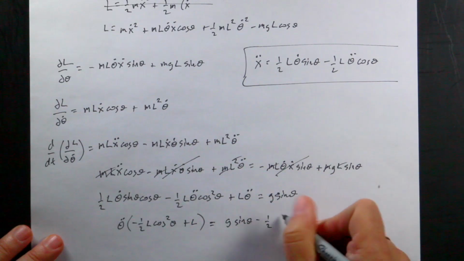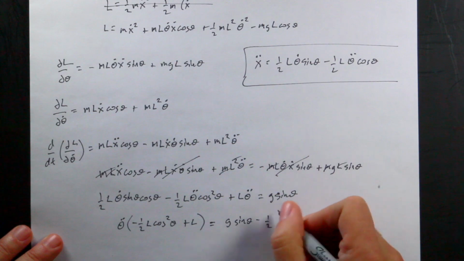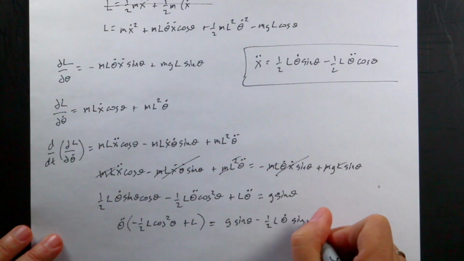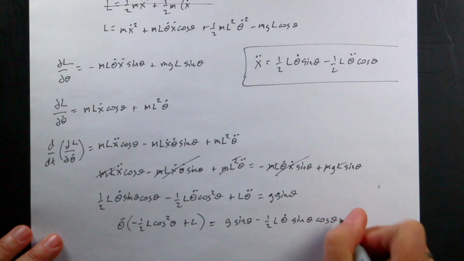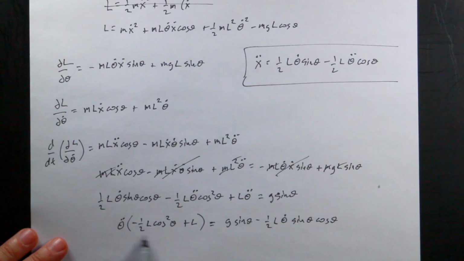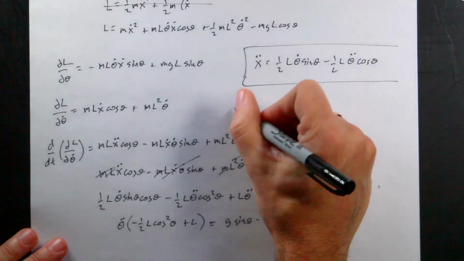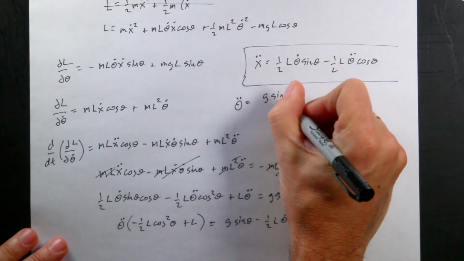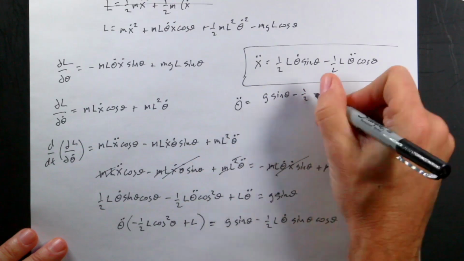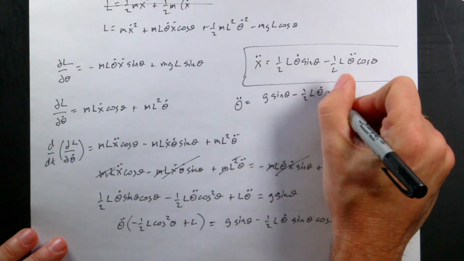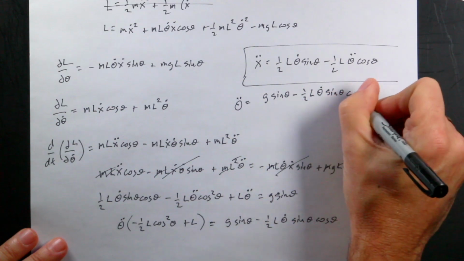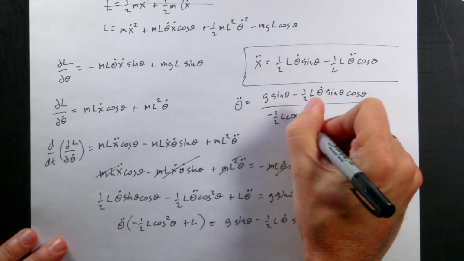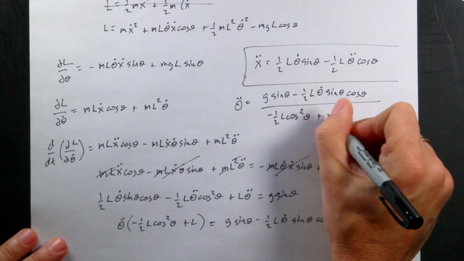minus 1/2 L theta dot sine theta cosine theta. So then I can solve for theta double dot by dividing this. I'm going to write it up here. Theta double dot equals G sine theta minus 1/2 L theta dot sine theta cosine theta, all of that over negative 1/2 L cosine squared theta plus L.